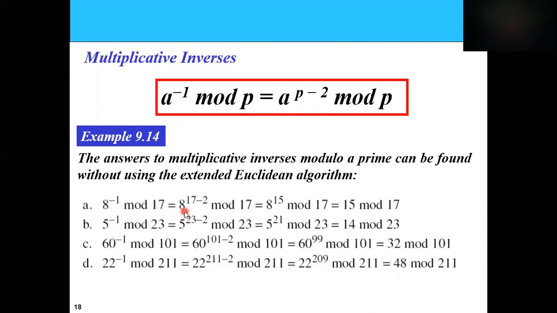So the inverse of 8 mod 17 is a to the power p minus 2, that is 8 to the power 17 minus 2 mod 17, so 8 to the power 15 mod 17 is 15. So the inverse of 8 under modulus 17 is 15. The inverse of 5 under mod 23 is 14. The inverse of 60 under mod 101 is 32. The inverse of 22 under mod 211 is 48.